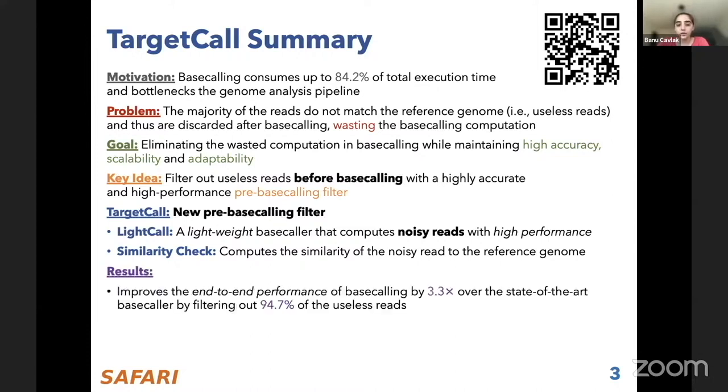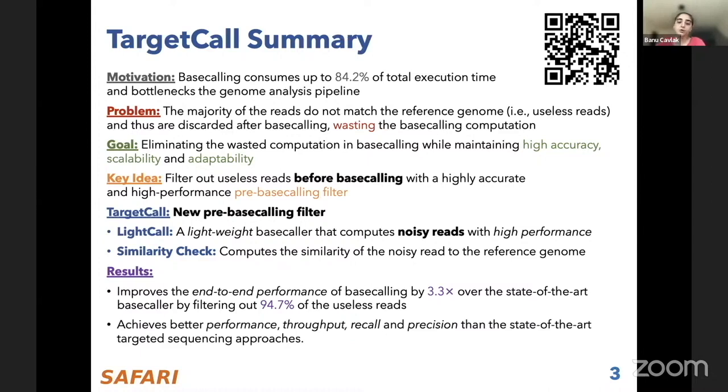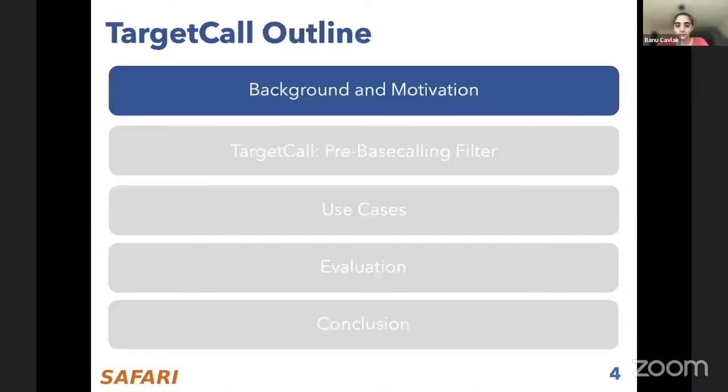Our results show that with TargetCall, we can improve the end-to-end performance of base calling by 3.3x compared to state-of-the-art base callers by filtering out the majority of the useless reads. And we show that if you were to repurpose the adaptive sampling methods that John presented as pre-base calling filters, TargetCall achieves better performance, throughput, recall, and precision than them. And we open source our work on our GitHub page.